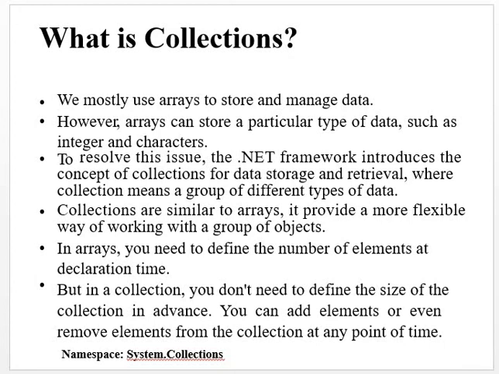Now here we are concluding the files and IO classes. We will understand another concept, which is collection. We mostly use arrays to store and manage data, as we all know, but an array can store only a particular type of data such as integer, character or float data. To resolve this issue, the .NET Framework introduced the concept of collection for data storage and retrieval, where collection means a group of different types of data.